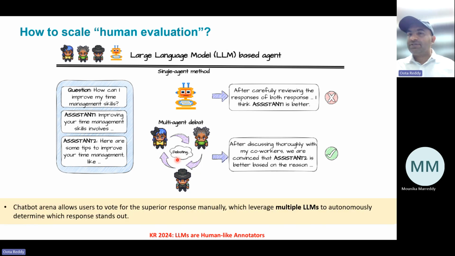So Chatbot Arena is the platform. They allow users to vote manually for the superior response, which leverages multiple LLMs to autonomously determine which response stands out. Whenever you create a dataset with LLMs, you can use the LLM-generated responses, and if you use two LLMs and want to evaluate which LLM's generated response is better, just use the Chatbot Arena platform and the models. They have n number of people, and the people vote on which response is superior. So this is how you evaluate with humans as well.